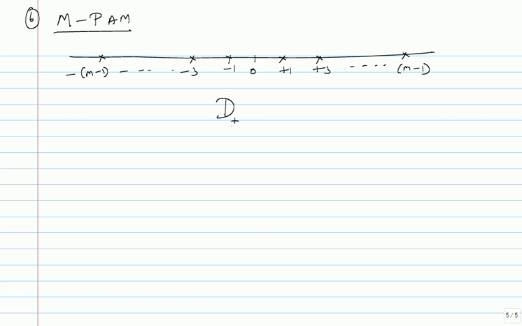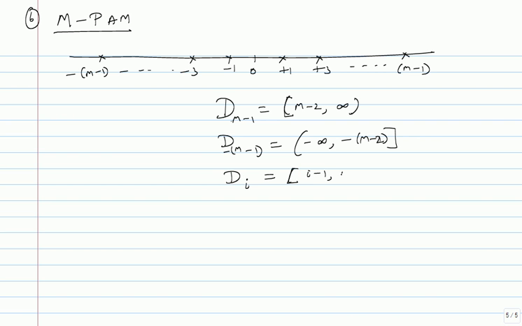So if you want to write down very succinctly, you can say D_{M minus 1} is M minus 2 to infinity, and then D_{minus M minus 1} is the corresponding one on the negative side. I'm not going to bother with all these brackets; let me just fix them for a while and then forget about it. And then D_i is going to be what? i minus 1 to i plus 1. So that I can do always. This is for other i.